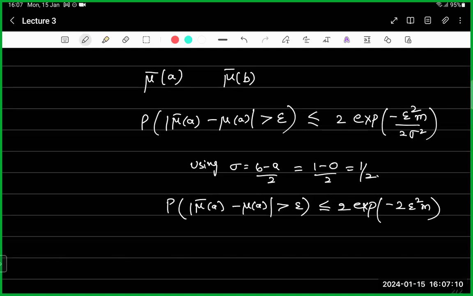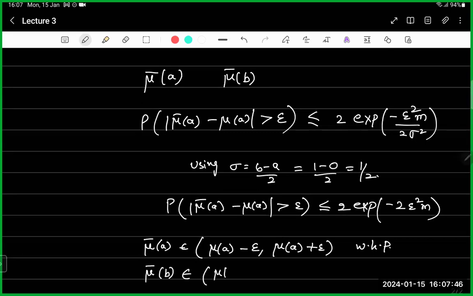Now, if you update this inequality on half day, we get some range for mu bar of A. So what is it telling? That your mu bar of A belongs to mu of A minus epsilon, comma mu of A plus epsilon with some high probability. Depending on what you choose your M as, if you choose M sufficiently long, this will be true with high probability, right? Similarly, what do we know about mu bar of B? Mu of B minus epsilon to mu of B plus epsilon with high probability, okay?